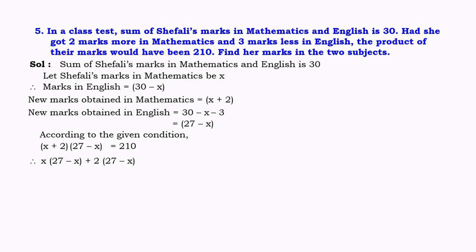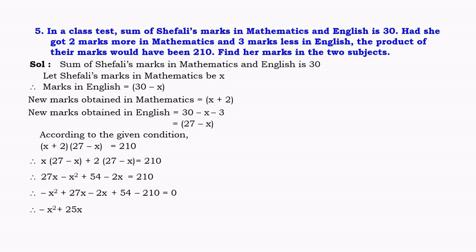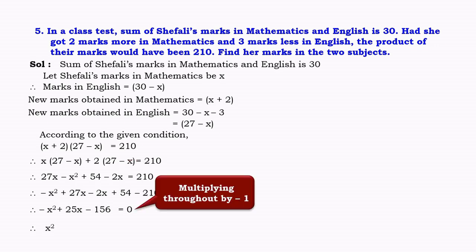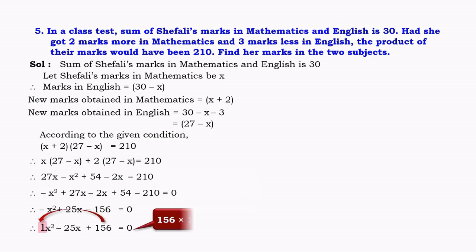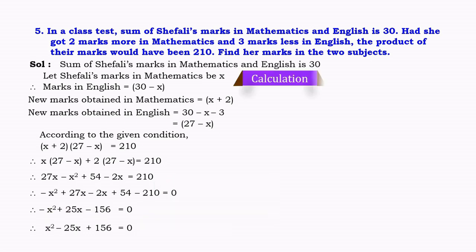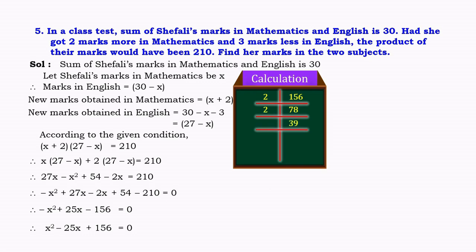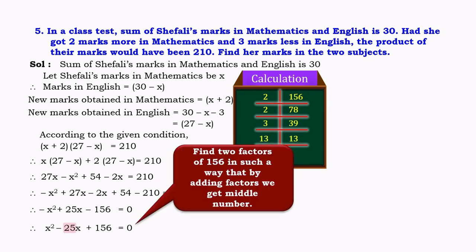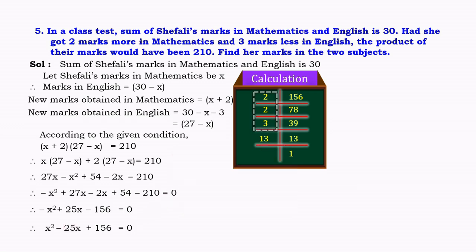Now we expand and simplify the expression to obtain a quadratic equation. After simplification, we get x squared minus 25x plus 156 equals 0. To factorize this equation, we need two factors of 156 whose sum is 25. The factors are 13 and 12 because 13 plus 12 equals 25. Since the last term is positive and the middle term is negative, both factors will carry negative signs.